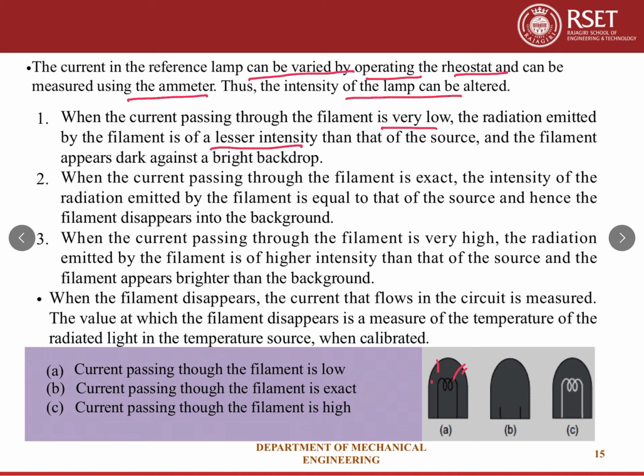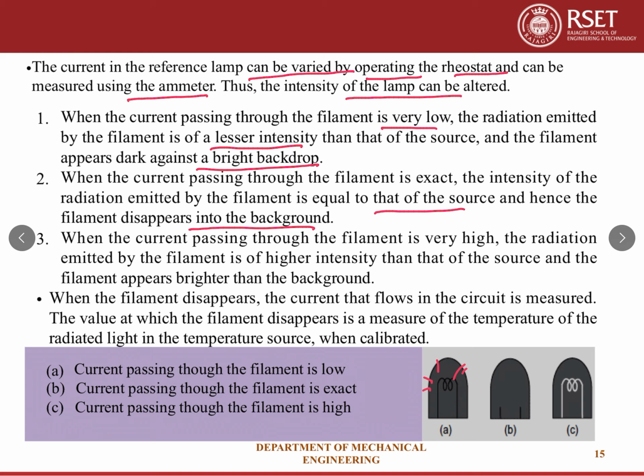So this will be less than that of the source or the hot body, and the filament appears dark against a bright background. It will be observed as dark. When the current passed through the filament is correct, the intensity of radiation emitted by the filament is equal to that of the source. So the intensity of light by the filament and the intensity of light emitted by the body will be the same. Hence the filament disappears into the background. So it will be like this, it will disappear because both the intensities are the same.